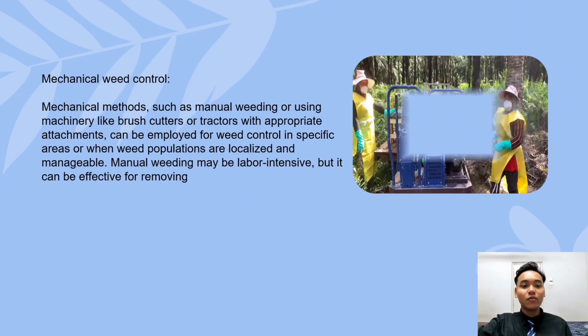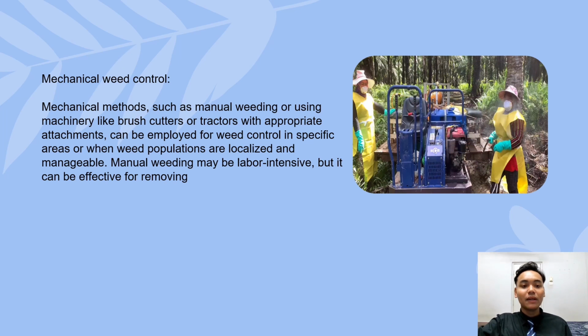Lastly, mechanical weed control. Mechanical methods such as manual weeding or using machinery like a brush cutter or tractor with appropriate attachment can be applied for weed control in specific areas or when weed populations are localized and manageable. Manual weeding may be labor intensive, but it can be effective for removing weeds.